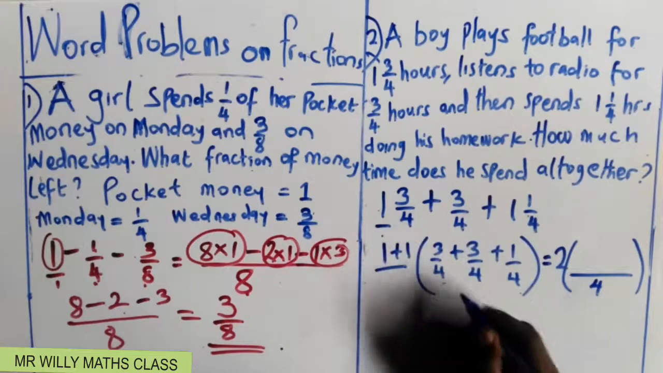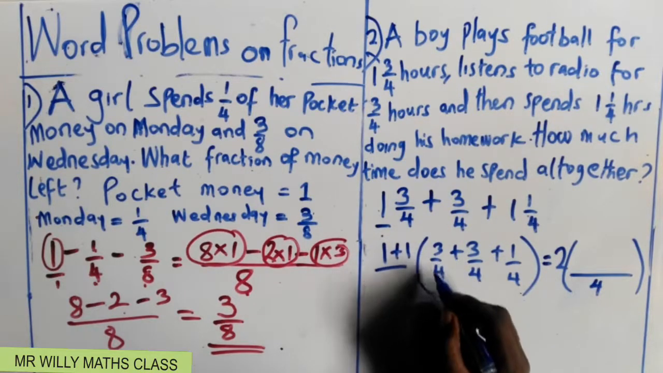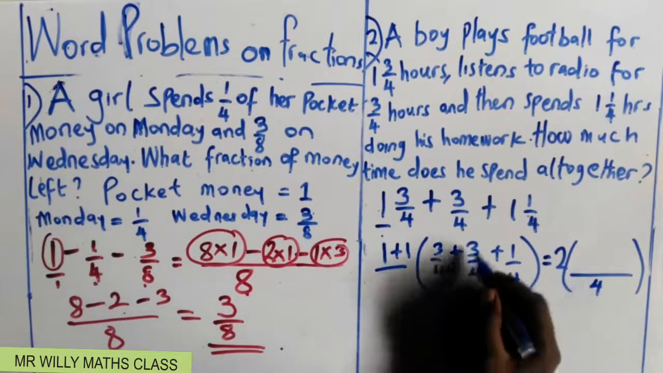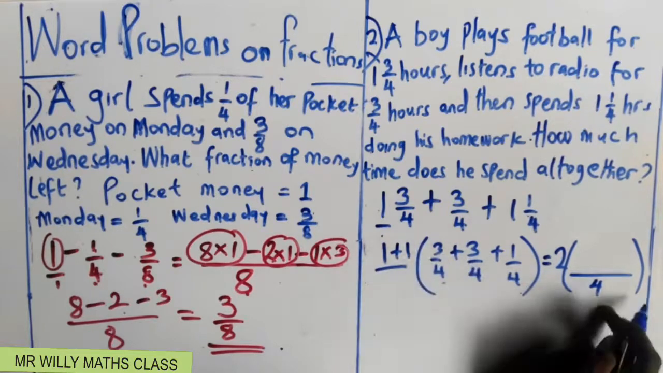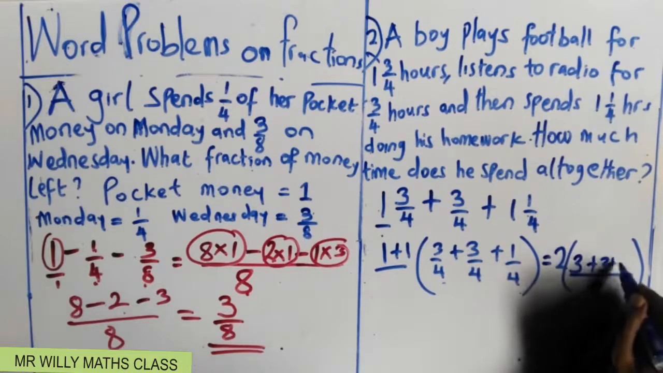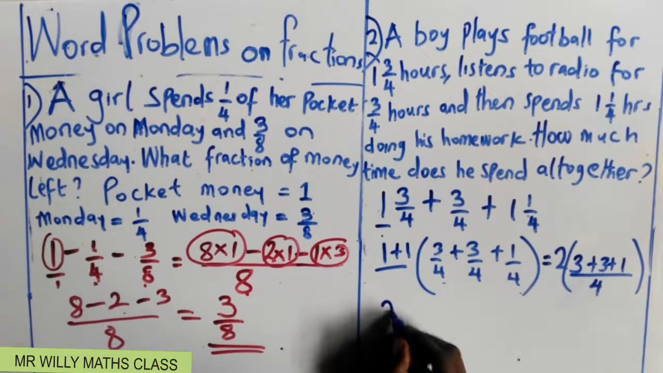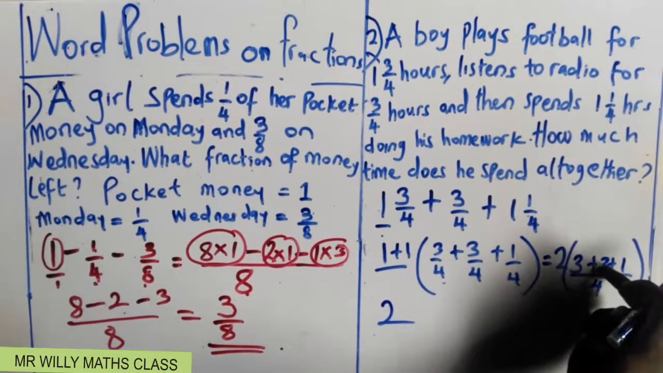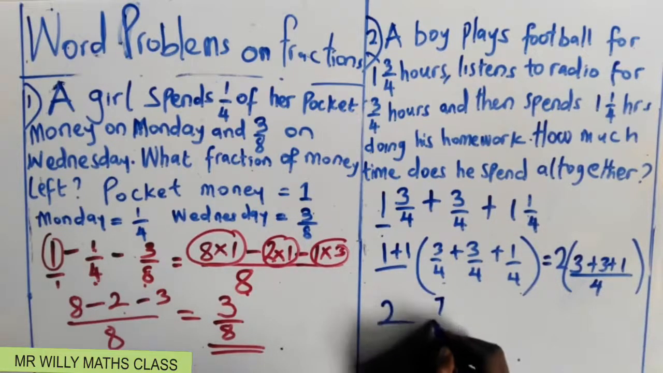Then we can repeat. Since the denominator is the same value, we can just repeat the numerator, because 4 in 4 one time, times 3, will still be 3. So we are going to have 3 plus 3 plus 1. So that will lead us to 2. 3 plus 3 is what? 6. 6 plus 1, that will be 7/4.